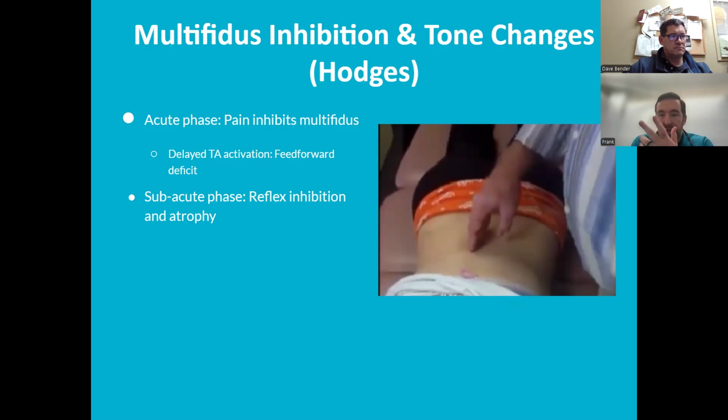Picking up your child, grabbing a cup of coffee from across the table. With that, movement variability can drop too, so they're going to use more stiff strategies, co-contracting the erectors and the obliques to protect the spine, which is going to overall increase compression and decrease adaptability. So compression across the joints is going to increase. In the subacute phase, it's going to turn into some reflex inhibition and atrophy, which will then progress in the chronic phase.